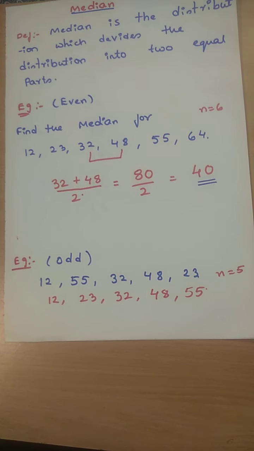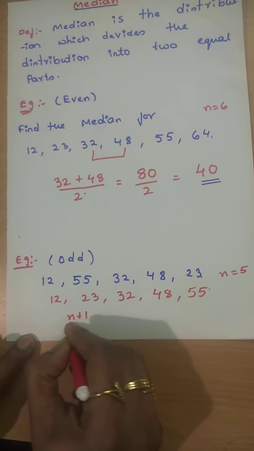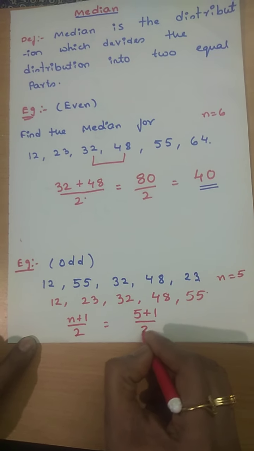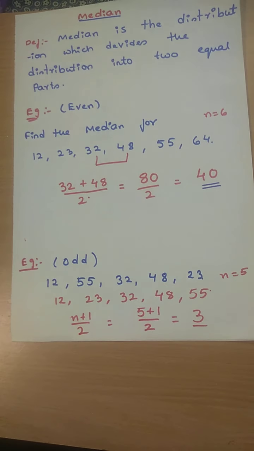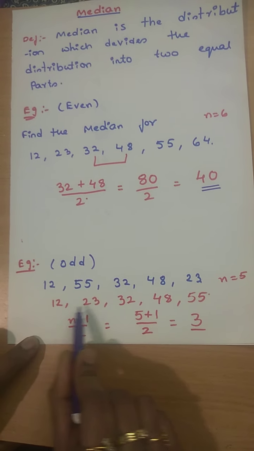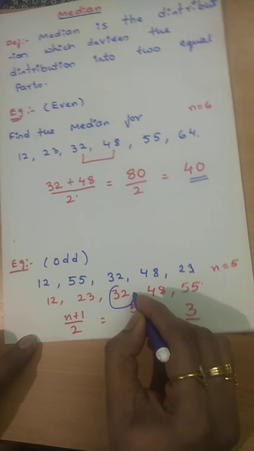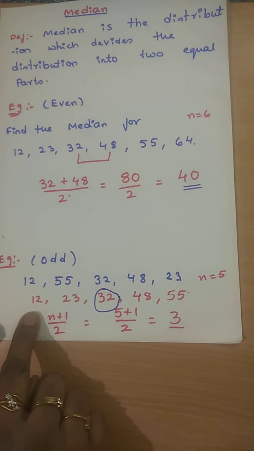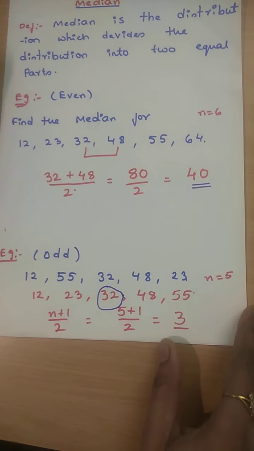Okay, the formula for finding the median is n plus 1 by 2. Here n is 5. So 5 plus 1 divided by 2, which is equal to 6 divided by 2, which is equal to 3. So the third observation is our median. Here 5 observations: 12, 23, 32, 48, 55. Third observation means 12 is first, second, third, fourth, fifth. The third observation is equal to 32. 32 is our median.